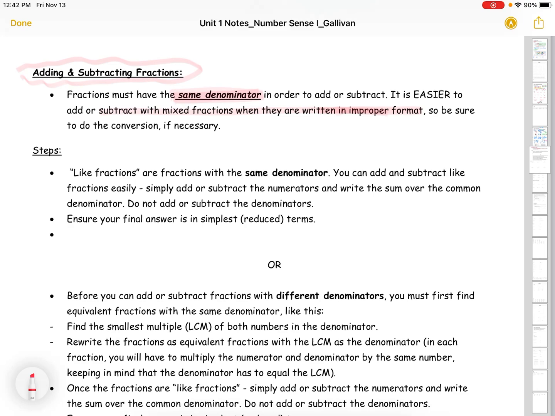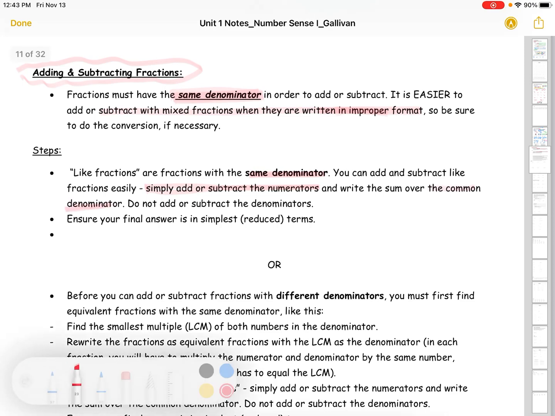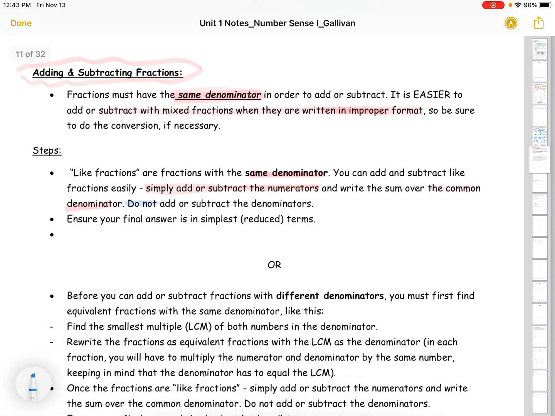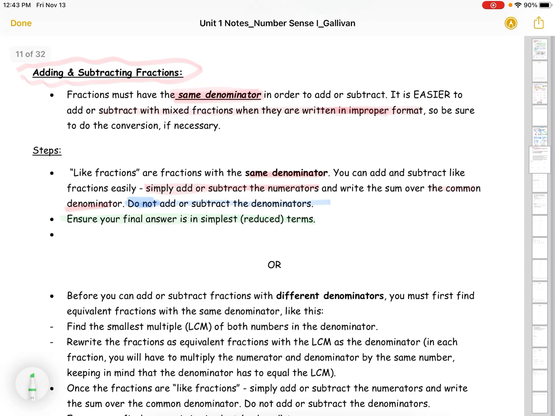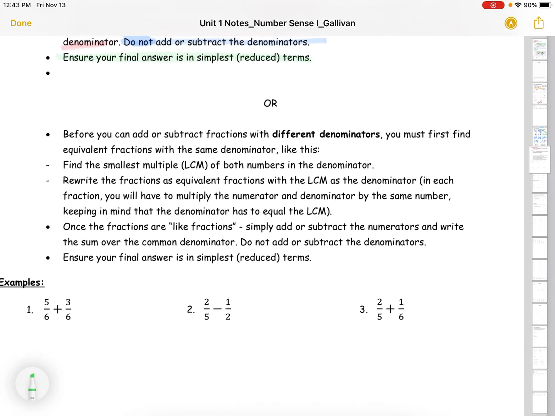Now, steps. Like fractions are fractions with the same denominator. You can add and subtract like fractions easily. Simply add or subtract the numerators and write the sum over the common denominator. You do not add or subtract the denominators. So once you have that denominator, keep it. And then make sure that your final answer is in simplest or reduced terms.